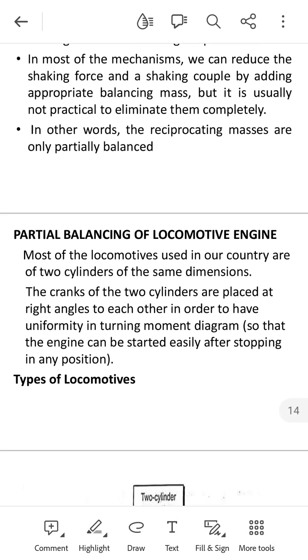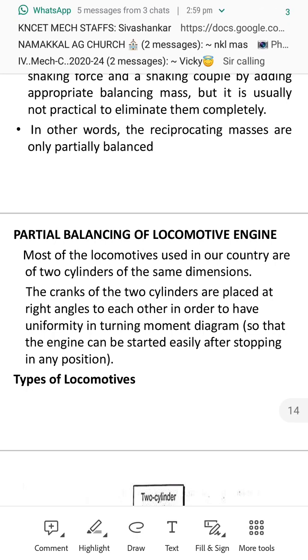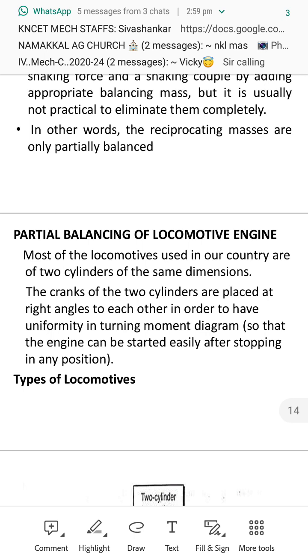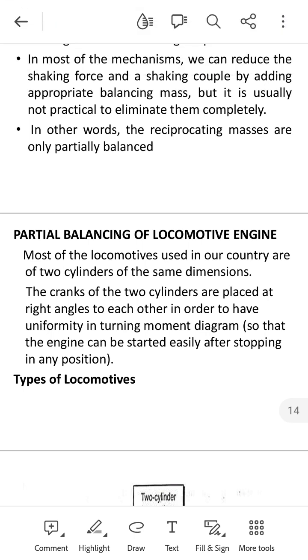The partial balance of a locomotive engine. Most of the locomotives used in our country have two cylinders of the same dimensions. The cranks of the two cylinders are placed at right angles to each other in order to have uniformity in turning moment diagrams.